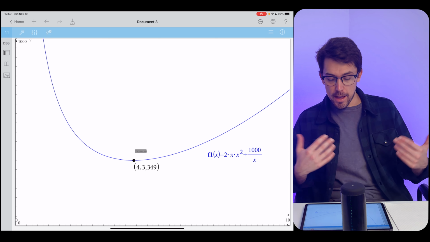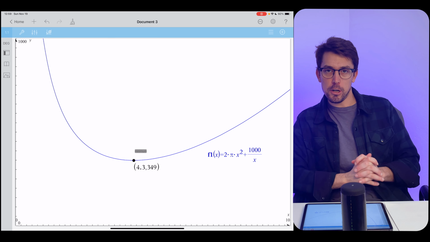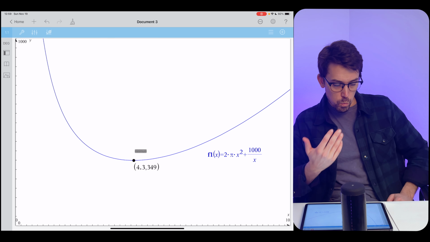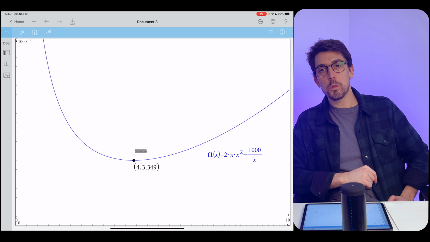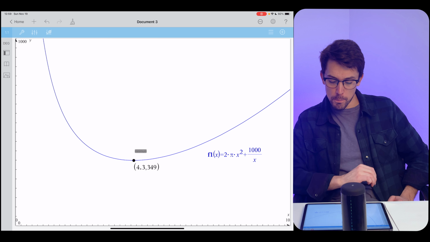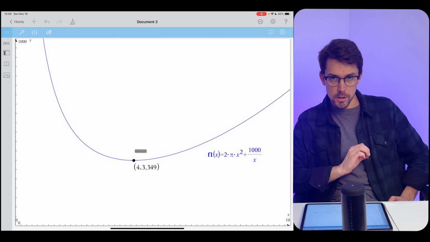That's what the answer is looking for. It's asking me, what is my smallest possible surface area? And also, in addition, where does that occur? And that is the radius. So the radius is 4.3 centimeters, and I'm going to have an output of 349 square centimeters, which is going to give me the smallest possible surface area.